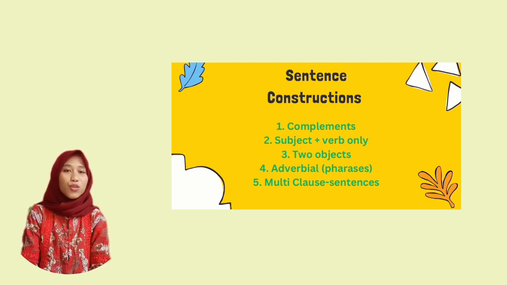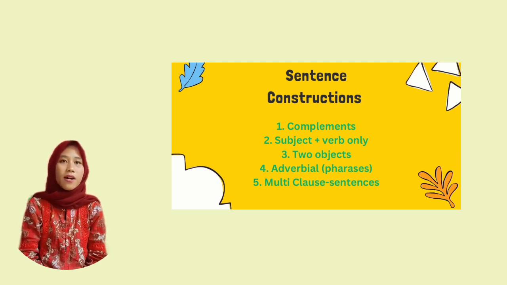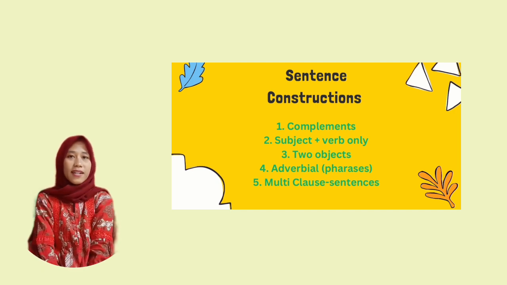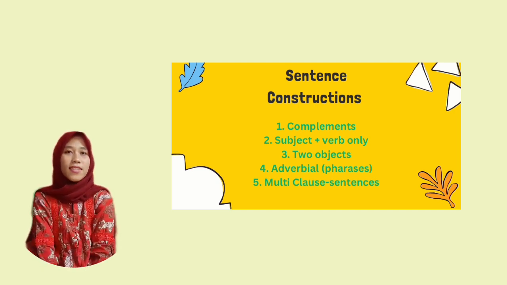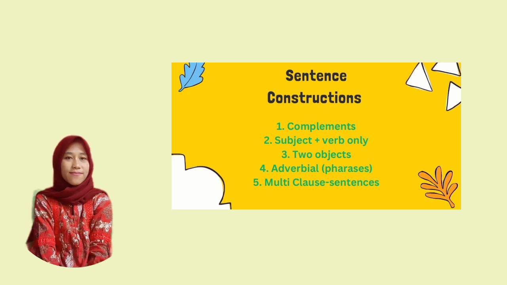The next one, two objects. For example, I gave a bracelet to my boyfriend. Next, there are adverbial phrases. Adverbial phrases complement the verb in the same way that a complement complements the subject. For example, why should we pay taxes to the government? And the last is the multi-clause sentence. A multi-clause sentence is made up of a main clause and then one or more dependent clauses.